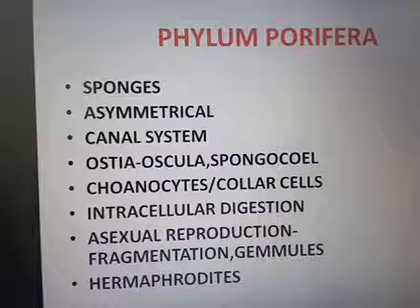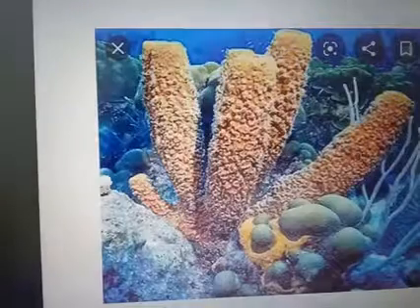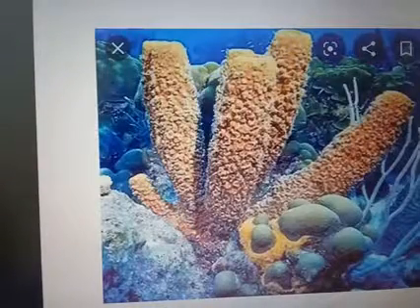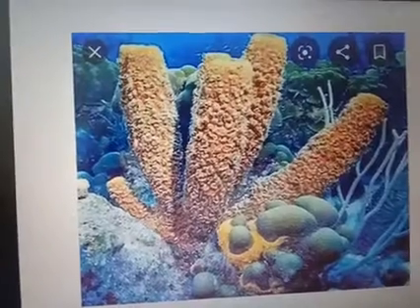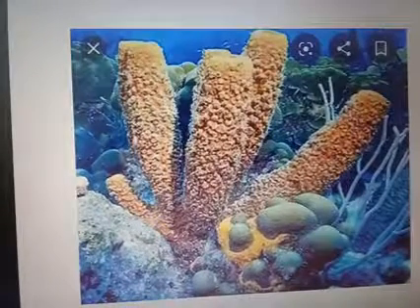The digestion is intracellular. Asexual reproduction occurs by fragmentation or gemmules. The organisms in Porifera are hermaphrodites. Hermaphrodites means sexes are not separate. These are the pictures of Porifera. Commonly, sponges are included in this group Porifera.